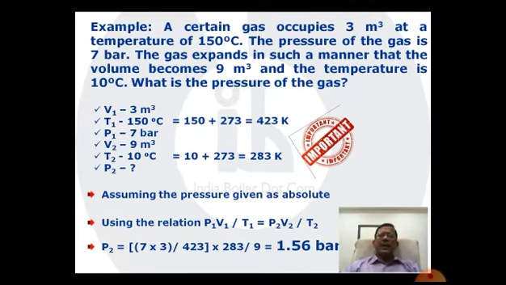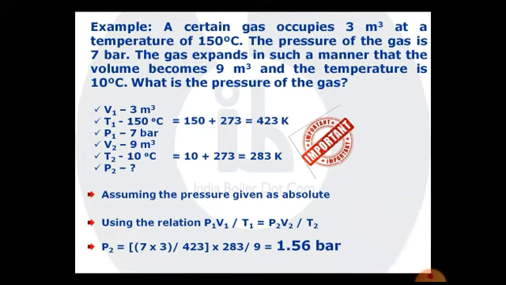So this way, I have shown you how, when the pressure is unknown, it can be calculated. Similarly, if the volume is unknown, when we are putting the pressure and temperature correction, we can use the same equation and get the volume in the second condition.